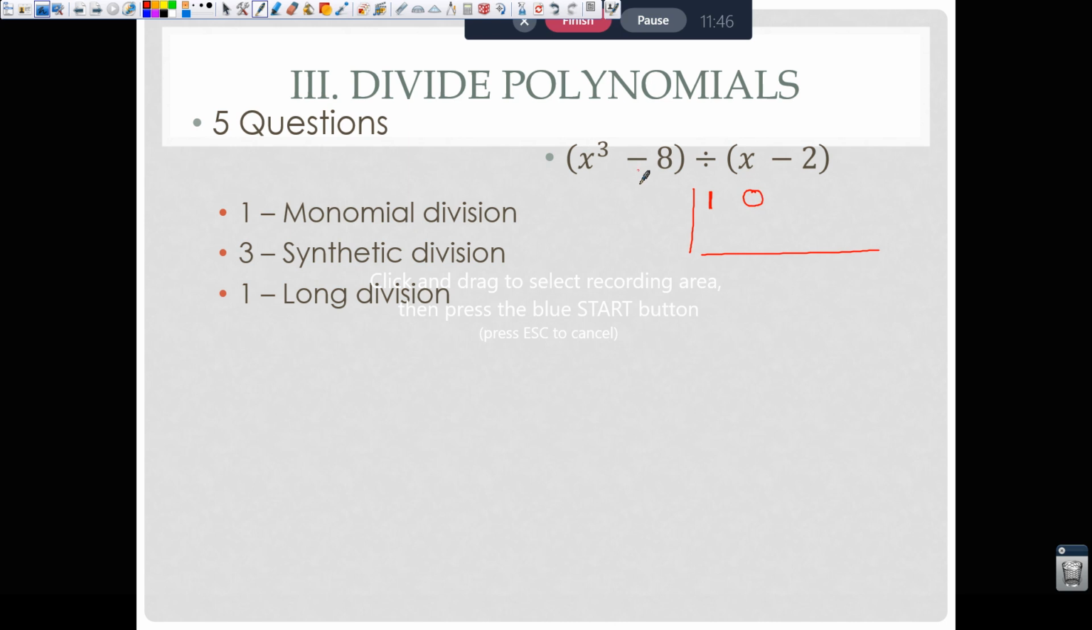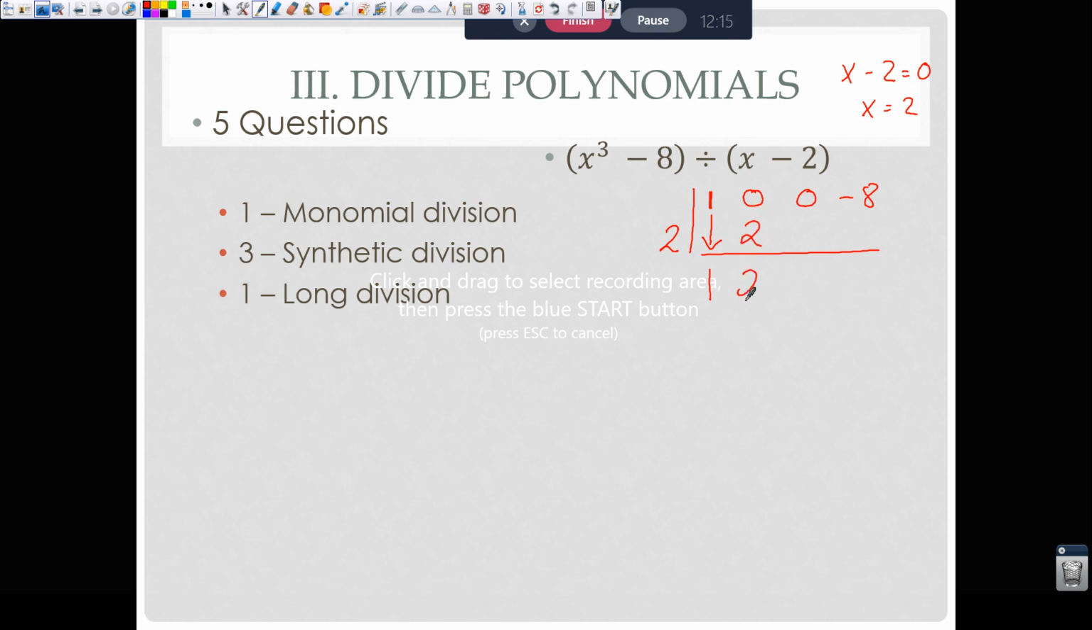I am missing x, so it's going to be 0. Then I'm going to have negative 8. Then I'm going to set my divisor equal to 0, and that is going to be the number that's on the outside. So it's going to be x equals 2. So 2 is going to be on the outside. Then I'm going to bring down my first term. Okay? Then I'm going to multiply my outside term by my first term. So 2 times 1, which is 2. Then I'm going to add.